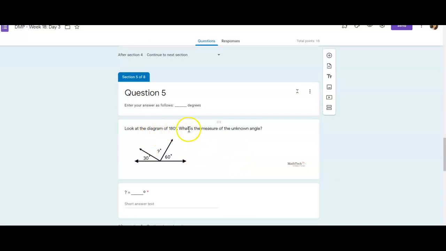Look at the diagram of 180 degrees. What is the measure of the unknown angle? Looks like fancy math. And really, we're just looking for this piece. We know that this is 30. We know that's 60. We know that if we add those 2 together, we would get 90.